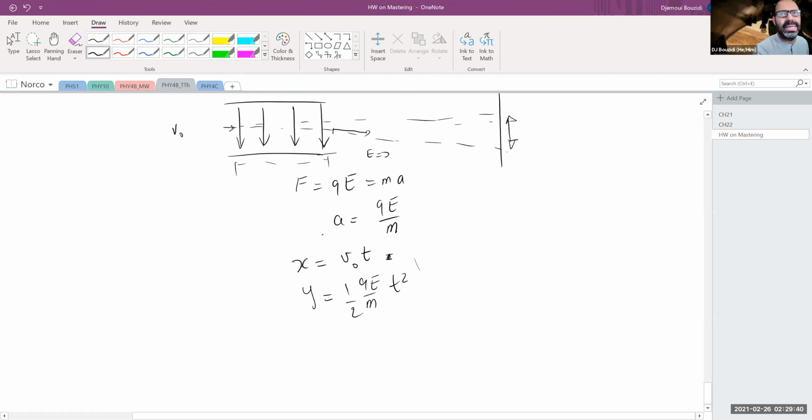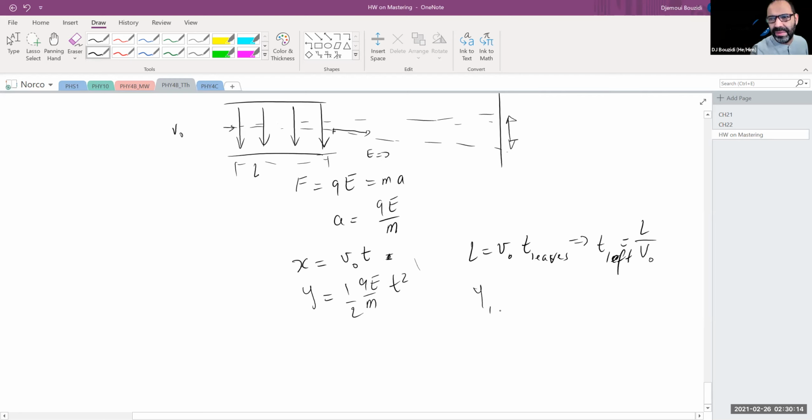Did they give us L? Yeah, 26 centimeters. For L equals to 26 centimeters. So for that time, it's going to reach it, L equal to V naught T, when it leaves this plate. So the time when it leaves that plate is given by this T, when it's left, is going to be L over V naught. So plug it in here, we're going to find how far it went down from here, okay? So that is y when it left.